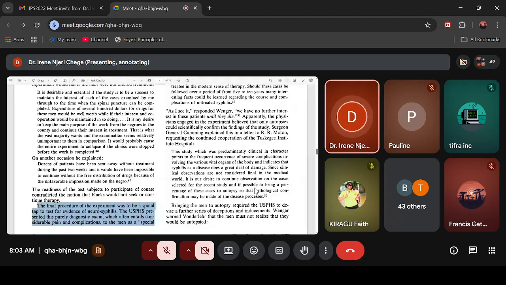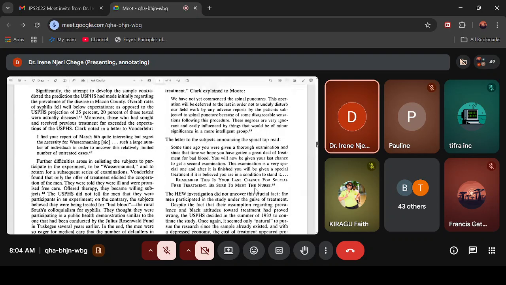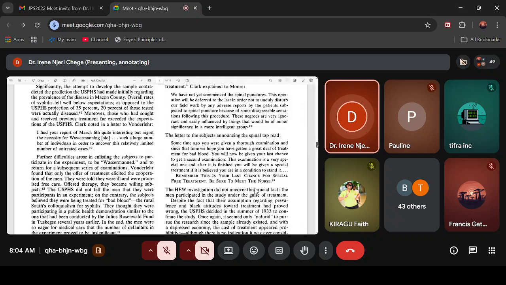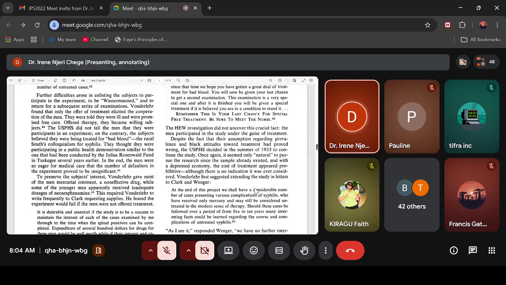And even in this pain, complications develop because a spinal tap, as you can imagine, if you go to the ward, it's quite a painful experience for a patient, yet they're not treating them. Okay, so he announced the spinal tap to the patients. And he said, some time ago, you were given a thorough examination. Since that time, we hope you have gotten a great deal of treatment for bad blood. You will now be given your last chance to get a second examination. So they repeated even the spinal tap on this population.